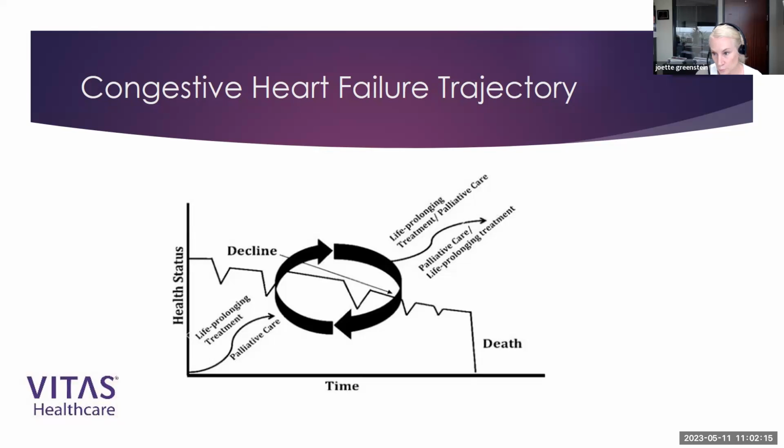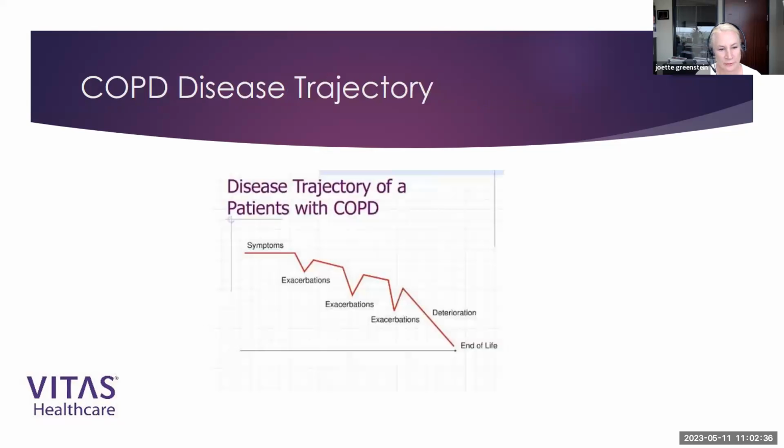Then they return back to routine level of care. And as you see, they're not at the same level they were before. They may have one or two more episodes which require crisis care until they die. And deaths from congestive heart failure are pretty sudden. So that's why it's a big downward. If we look at the trajectory for COPD, it's very similar.